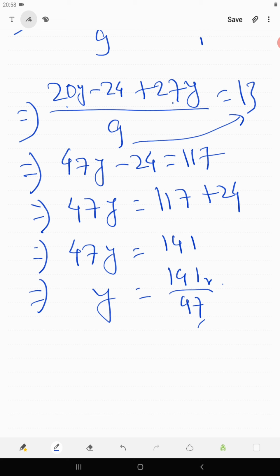So 47, now multiply 47 into 3. So you will see that it's exactly multiplying. So 47 3s are 141. So we have got y equals 3.